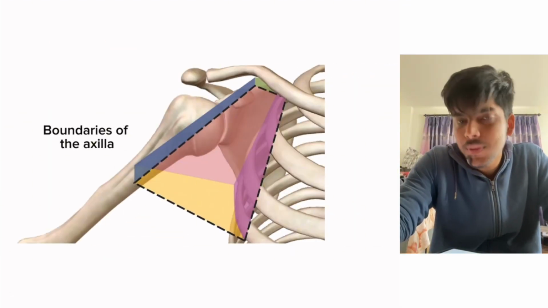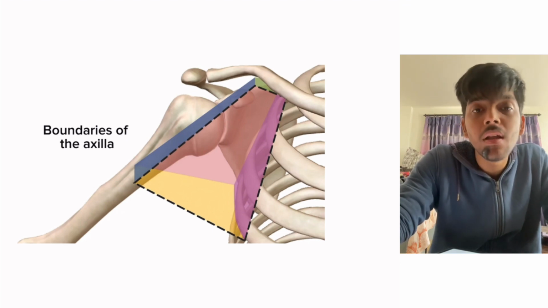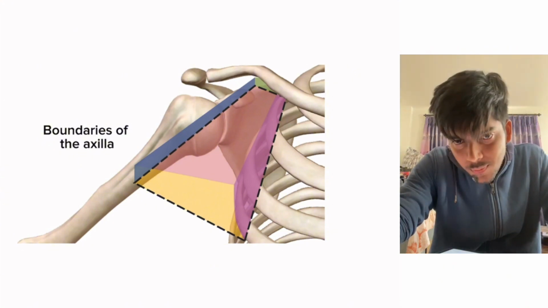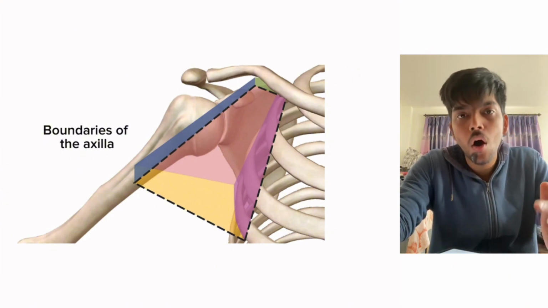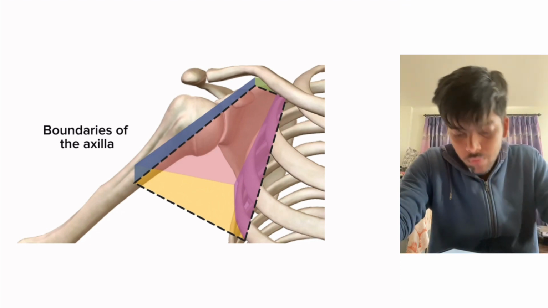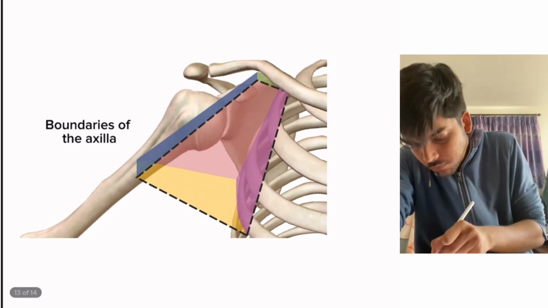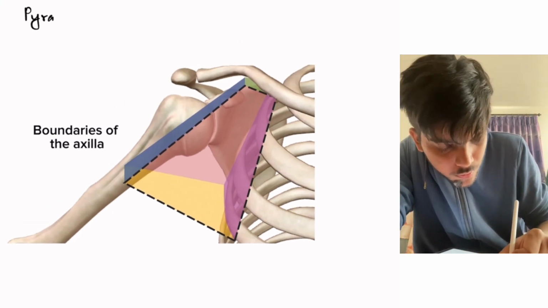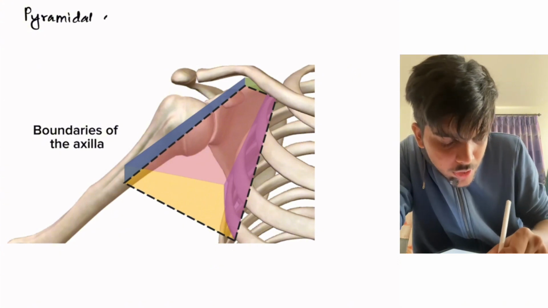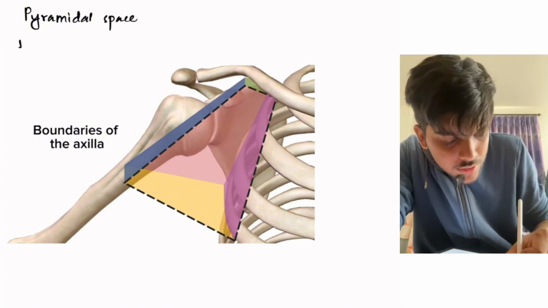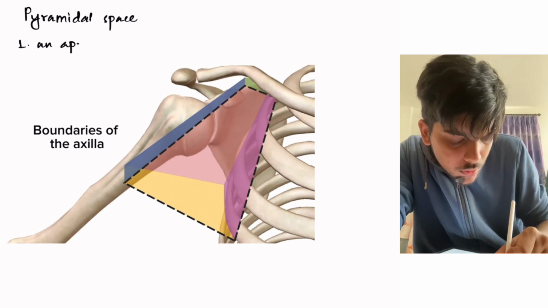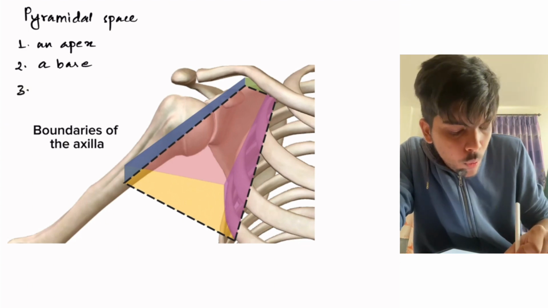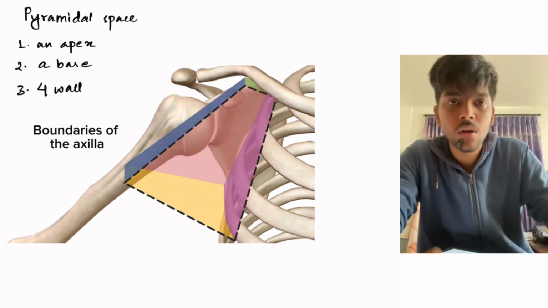Internally, axilla is present in the form of a pyramidal space, and this pyramidal space is enclosed from all sides. It contains an apex, a base, and 4 walls in total. So there's your pyramidal space. This pyramidal space contains an apex, a base, and 4 walls in total, enclosing the whole space.